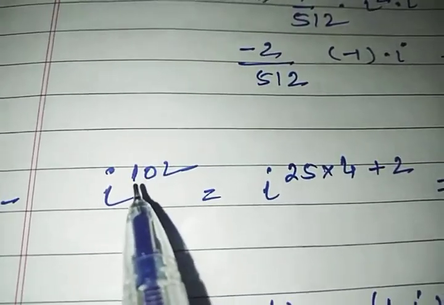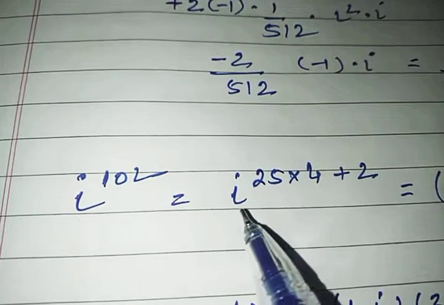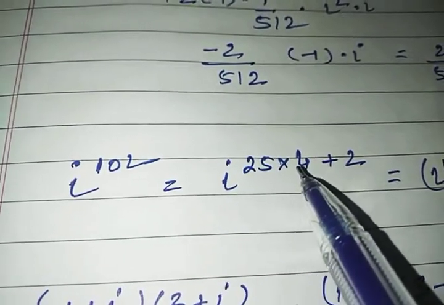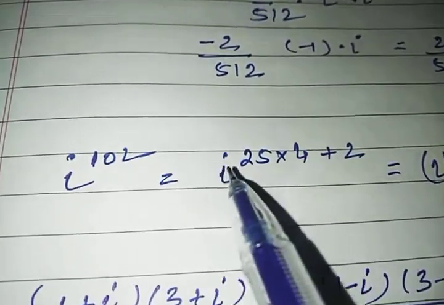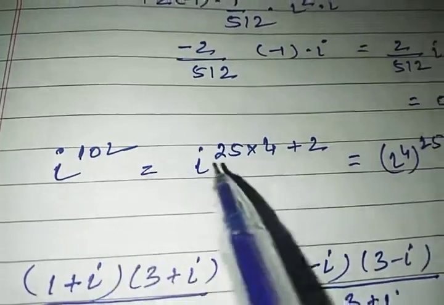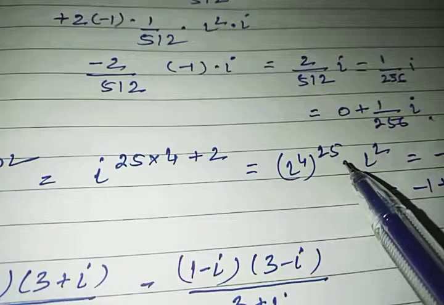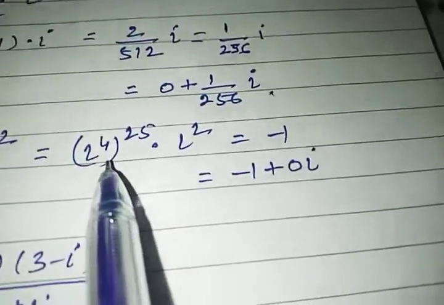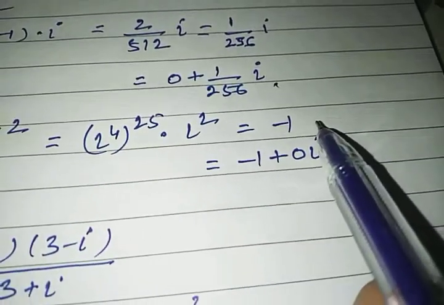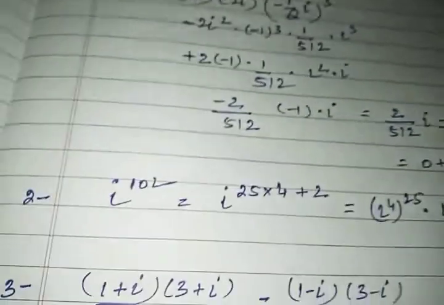Then we have i to the power 102. I told you to write in the power of 4k. So 25 into 4, it should be a multiple of 4. In higher power, it should be a multiple of 4. So i to the power 4 into 25 plus 2, that is i⁴ to the 25 into i square, and this is 1. So i square is equal to minus 1. So this is minus 1 plus 10i.